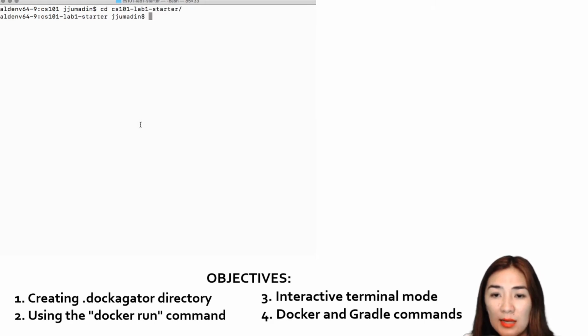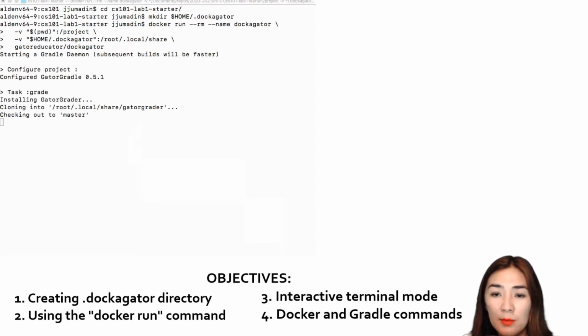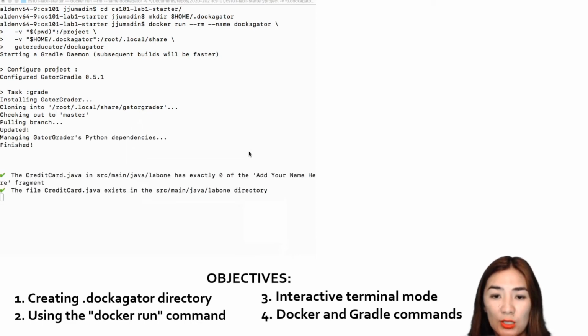Now we need to set up a new cache directory called GatorGrader, which is required by GatorGrader. You only need to do this once as you start working with GatorGrader. You don't have to set it up for other assignments or labs. After this, we can run the Docker run command. I copied and pasted the command from the lab instruction sheet.